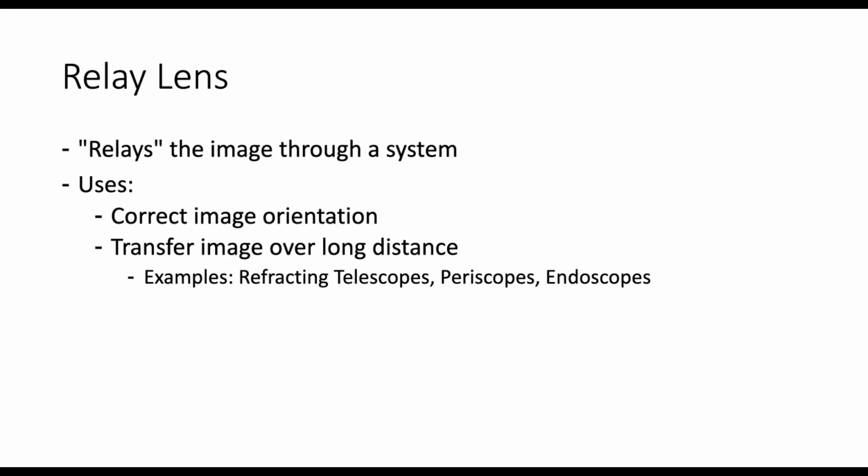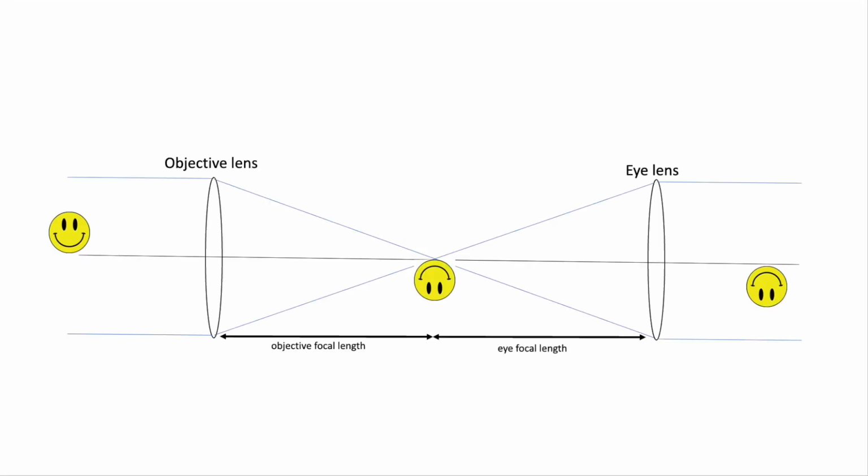A relay lens is a lens used to correct the orientation of an image through a system. They are also used to relay an image over a long distance and are common in optical devices such as telescopes, periscopes, and endoscopes. When building the Keplerian telescope, you should have placed the two lenses so that the distance between them equaled the sum of their focal lengths.